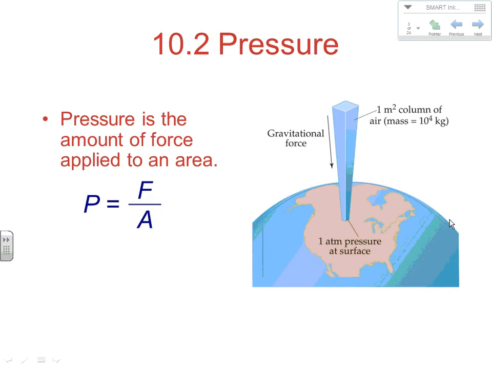Now the next section gets into pressure. So 10.2 deals with pressure. Now pressure is the amount of force applied to an area. So if you're pushing on a wall, the force that you are pushing with compared to the area that you're pushing. So if you're pushing against the wall, that would be the surface area of your hand. So the force with which you're pushing divided by the area that force is being spread out over would equal pressure. So pressure is a force per area calculation.